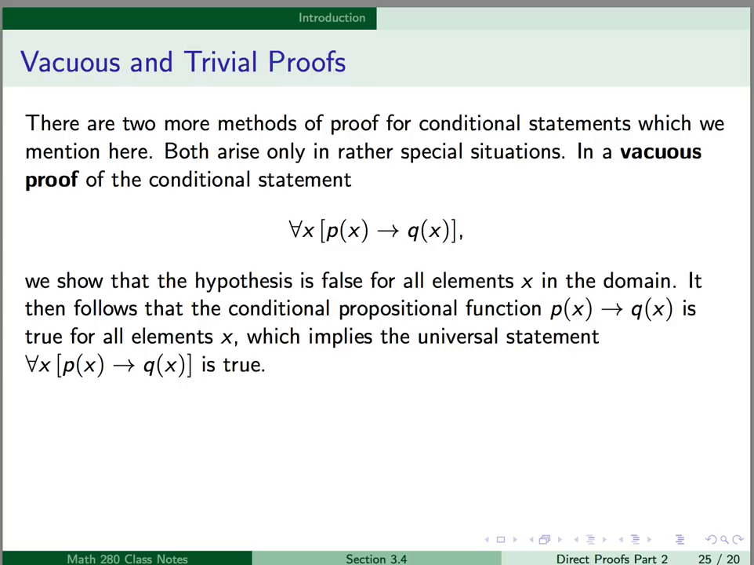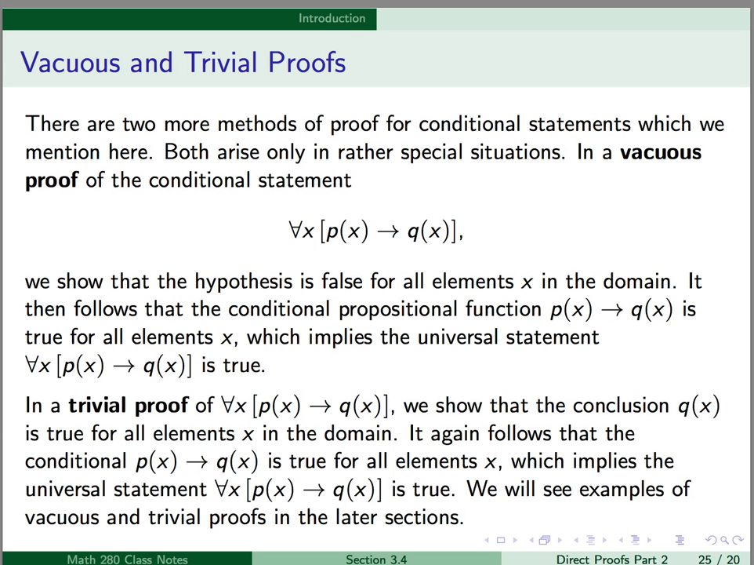We have one last topic in this section that I'm going to touch on briefly here, and that is vacuous and trivial proofs. These are two methods of proof for conditional statements that occur in very special situations. In a vacuous proof of a conditional statement for all x, p of x implies q of x, we show that the hypothesis p of x is false for all elements x in the domain. It then follows that the conditional propositional function p of x implies q of x must be true for all elements x, which implies that the universal statement is true.